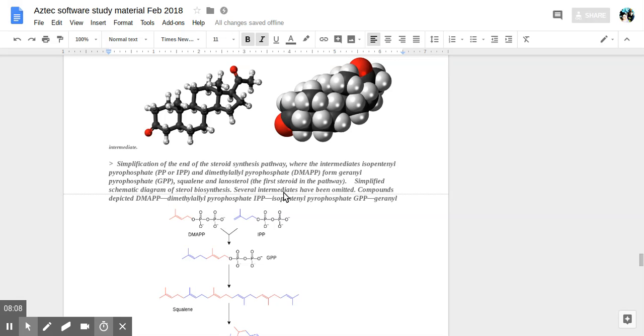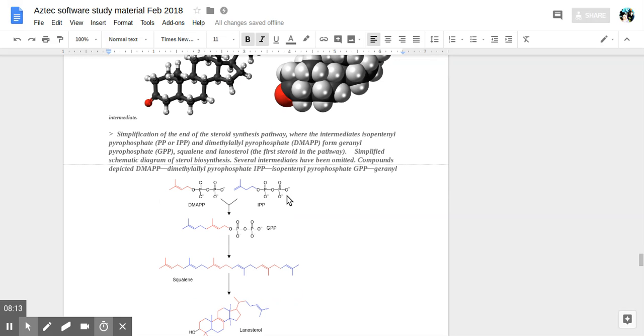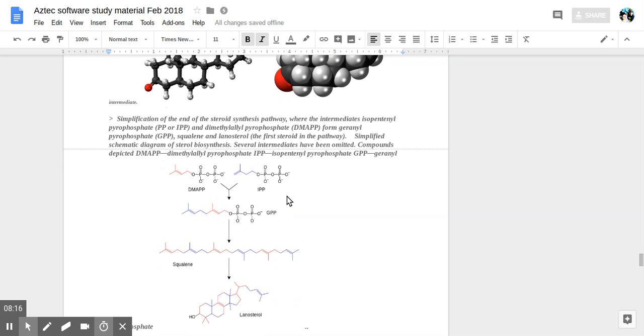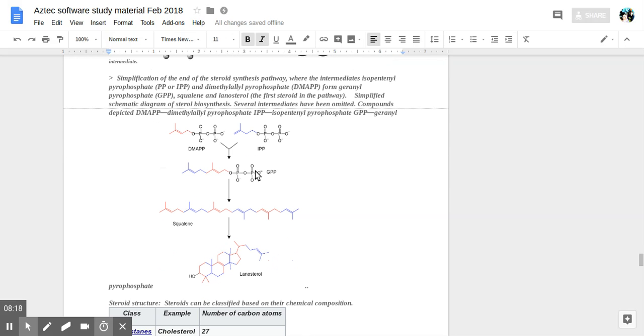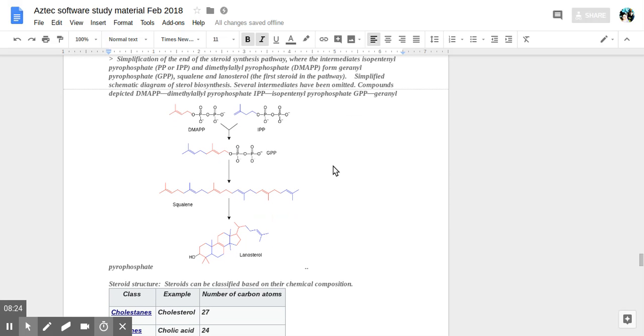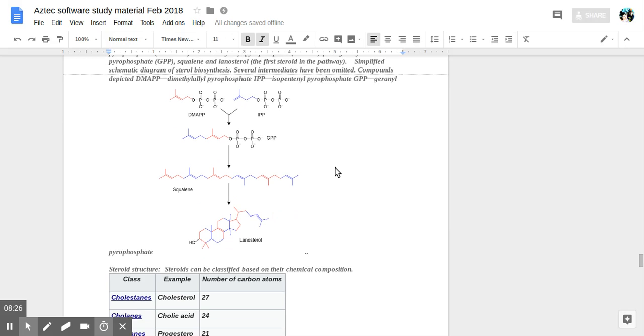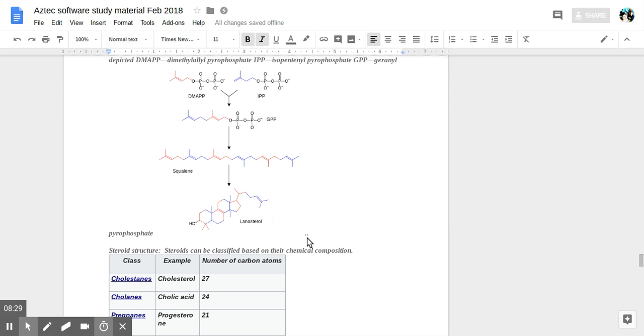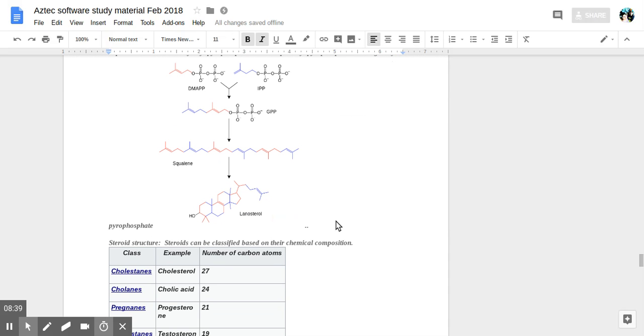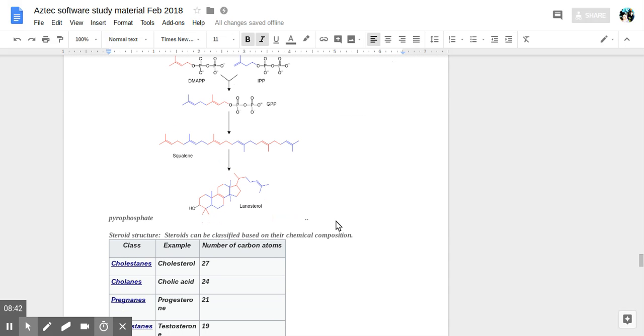Simplified schematic diagram of the sterol biosynthesis. Several intermediates have been omitted. Compounds depicted are dimethylallyl pyrophosphate, isopentenyl pyrophosphate, geranyl pyrophosphate, etc. Steroid structure. Steroids can be classified based on their chemical composition. Depending on how many carbon atoms they have in total determines their class.